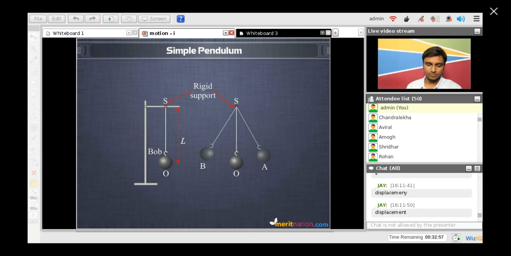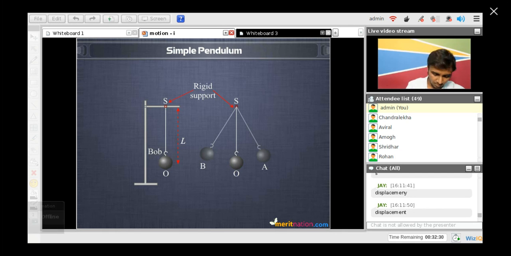Let's talk about the pendulum only. So what is a pendulum? It is an example of oscillatory motion. A simple pendulum consists of a mass that is suspended by a string, a piece of string. Now the mass is known as the bob of the pendulum.